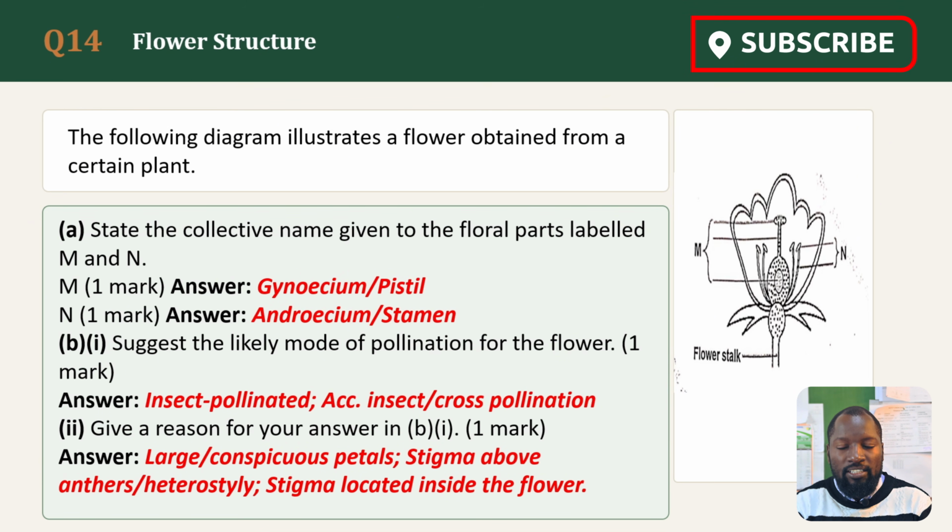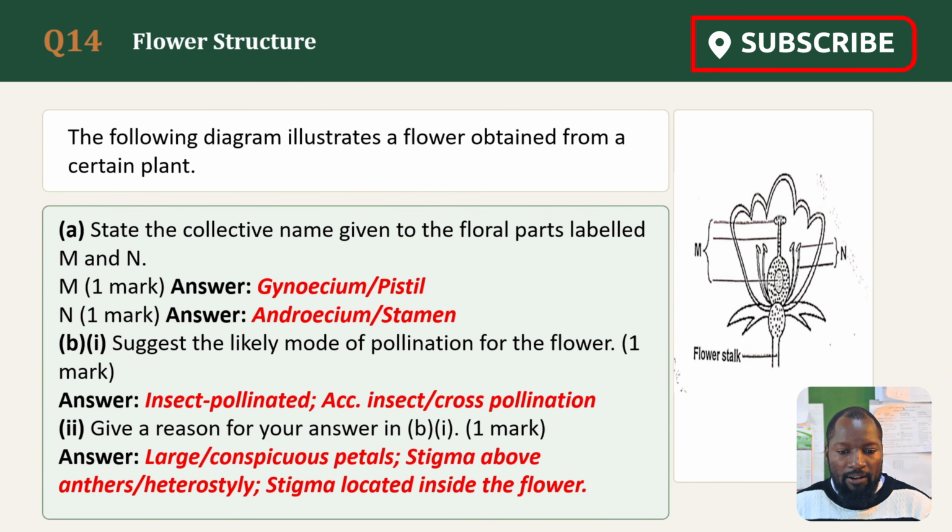You can say gynoecium or pistil. Then for N, these are the male parts, which you can see has the anthers and also the filaments there. So in this case, they are called androecium or stamens. Now question number B, Roman 1, they're asking, suggest the likely mode of pollination for the flower.